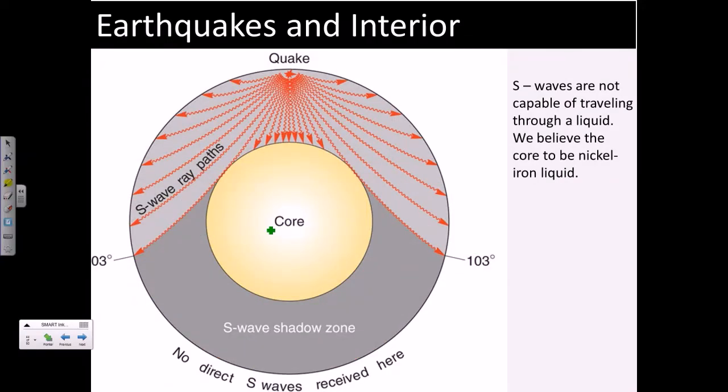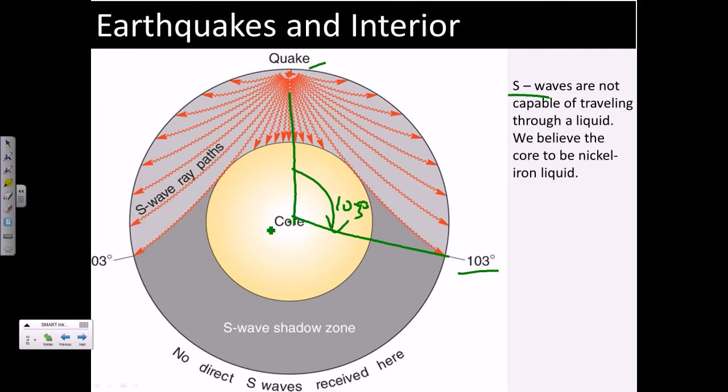Now, what happens when we take our S waves? Well, we see the same situation where we see the last S wave coming out from an earthquake epicenter out to about 103 degrees. So if we draw our little measurement here, this is 103 degrees from the earthquake epicenter to the core.